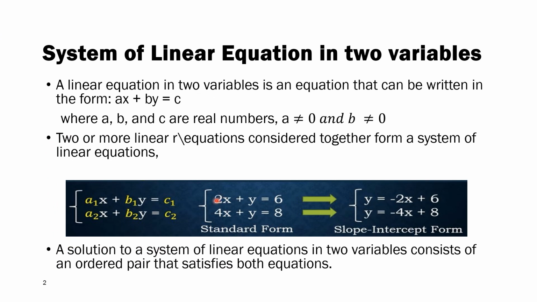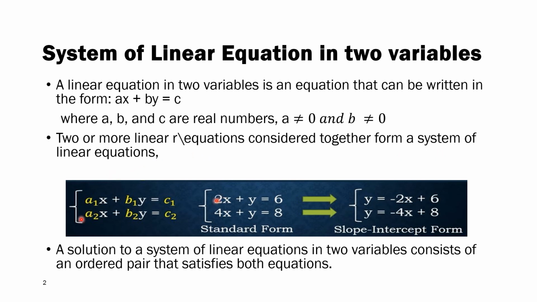A linear equation in two variables is an equation that can be written in the form ax plus by equals c, where a, b, and c are real numbers, and a is not equal to 0 and b is not equal to 0. Two or more linear equations considered together form a system of linear equations.